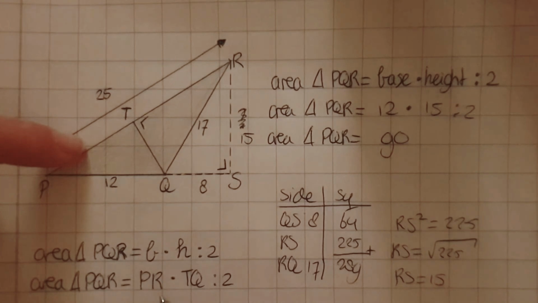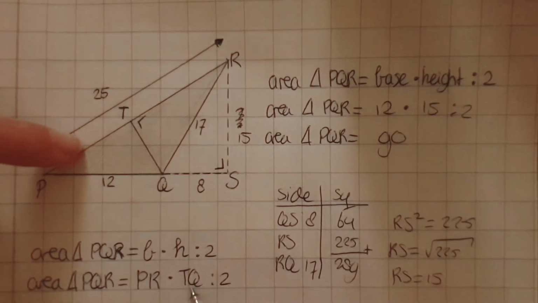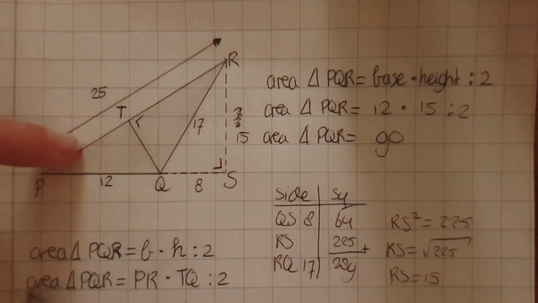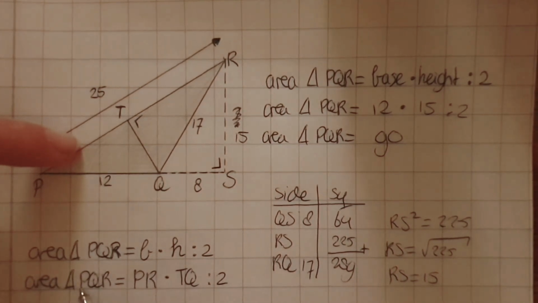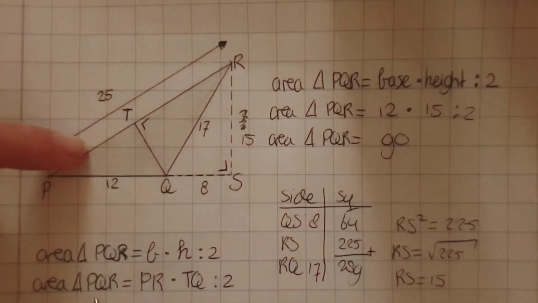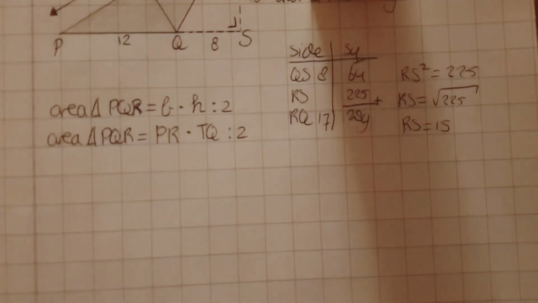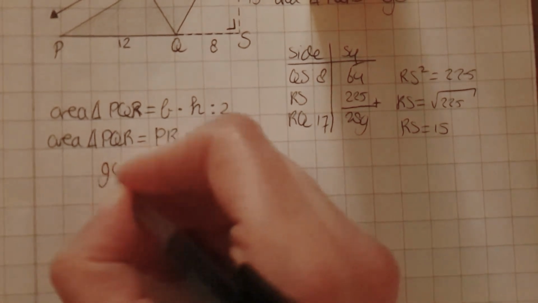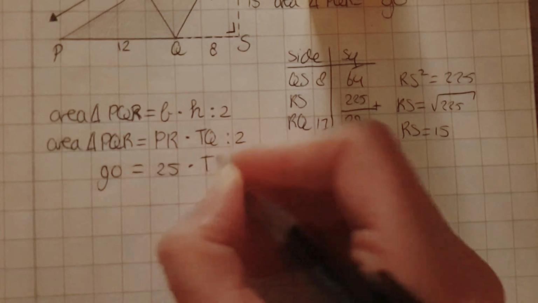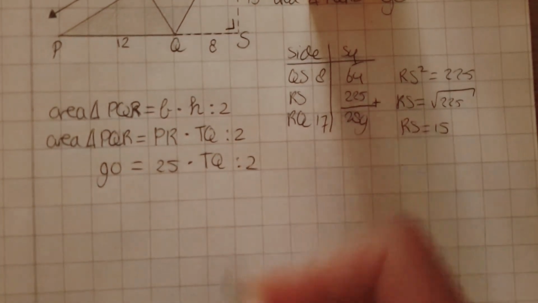Now, I already know what PR is, so I can fill that in. I don't know what TQ is, I have to calculate that. And divided by 2 is already here. Now, this is the part that I also know, because I just calculated it and it's 90. So I can also fill that in. Okay, so it's 90. PR is 25, TQ, I have no idea, and then divided by 2.